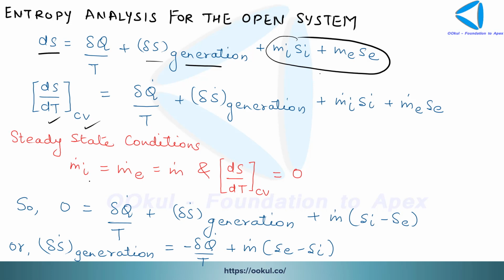So for the steady state condition, the mass flow rate entering is equal to the mass flow rate leaving, and the rate of change of entropy will be equal to 0. So we can write 0 equal to del q dot by T plus delta S dot generation plus m dot (si minus se). So we get delta S dot generation is equal to minus del q dot by T plus m dot (se minus si). Okay, this is the expression for the entropy generation in the case of open system.